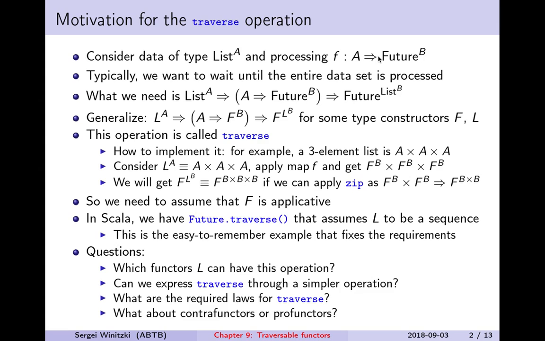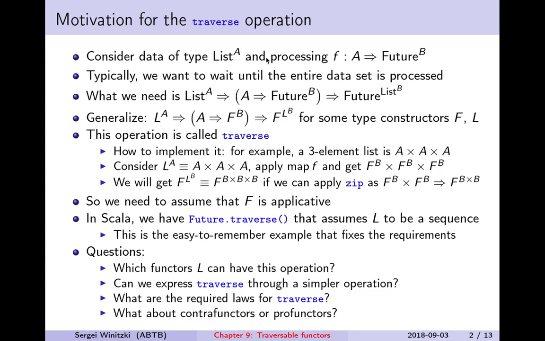And the usual way of doing this in Scala is to use a function called future.sequence. And I have shown this in the previous tutorial. And the idea is that you want to process each element of this list with this function, and you have to wait until the entire list is done.